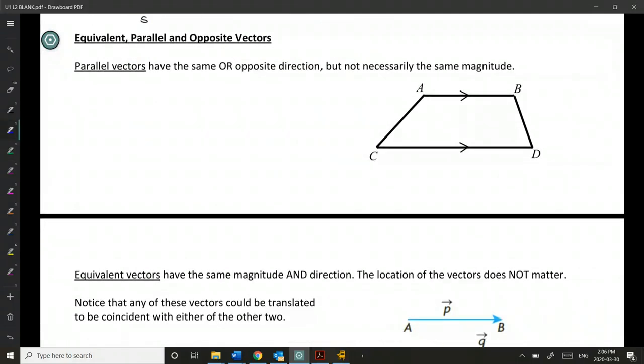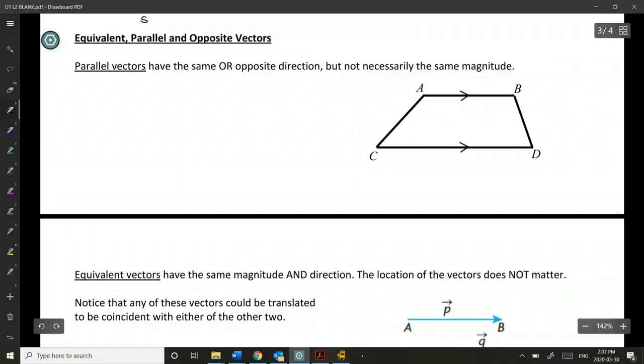All right, so there's a couple ways that we can describe vectors, a couple words that we use. So equivalent, parallel, and opposite. So parallel, we're very familiar with this. It means that the vectors can either have the same direction or the exact opposite direction, but they don't necessarily have to have the same magnitude.